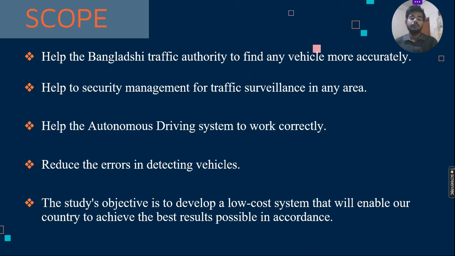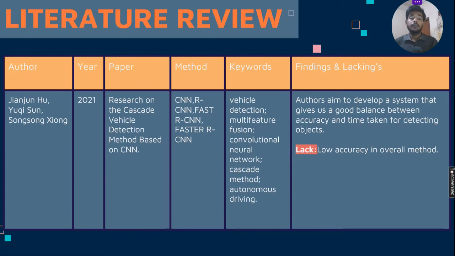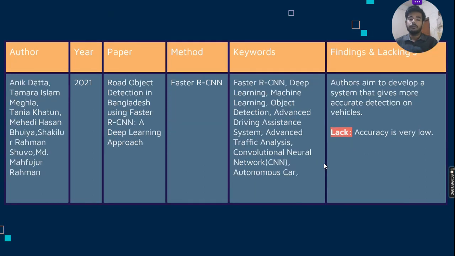The study's objective is to develop a low-cost system that will enable our country to achieve the best result possible. Literature review. From this paper, we can see the authors aim to develop a system that gives a good balance between accuracy and time taken for detecting objects. The authors used CNN, RCNN, Fast RCNN, and Faster RCNN. The lack is low accuracy in the overall method.